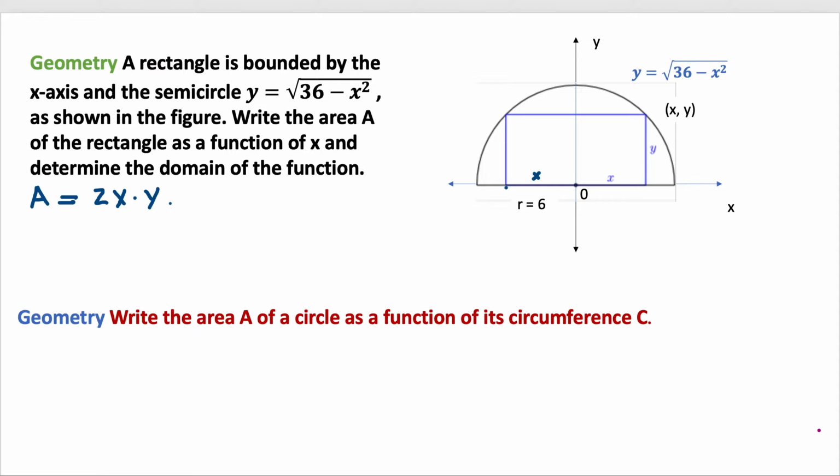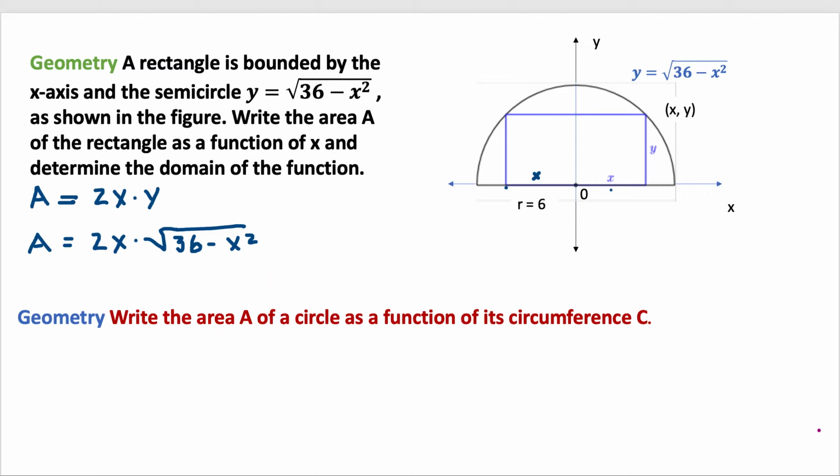But we want to write the area with respect to x. We don't want to write it with respect to y. We here have a y, so we have 2x. And instead of the y, now we can write y is equal to the square root of 36 minus x squared. So we can substitute for y the square root of 36 minus x squared. And now we already got the area with respect to x.